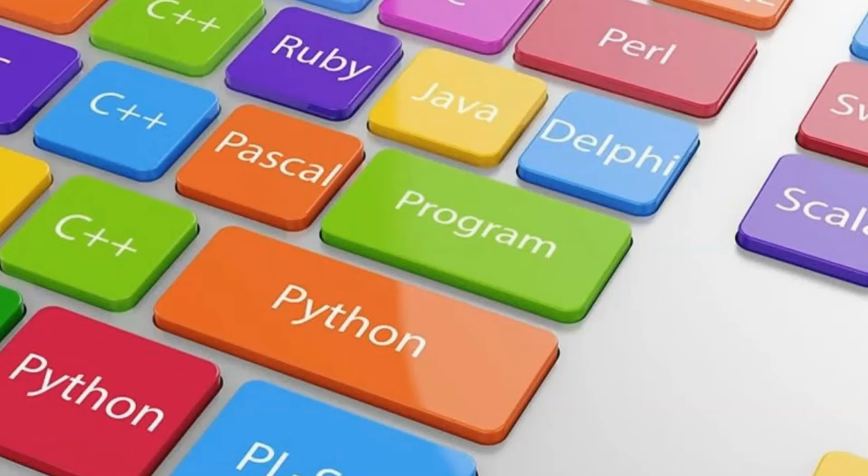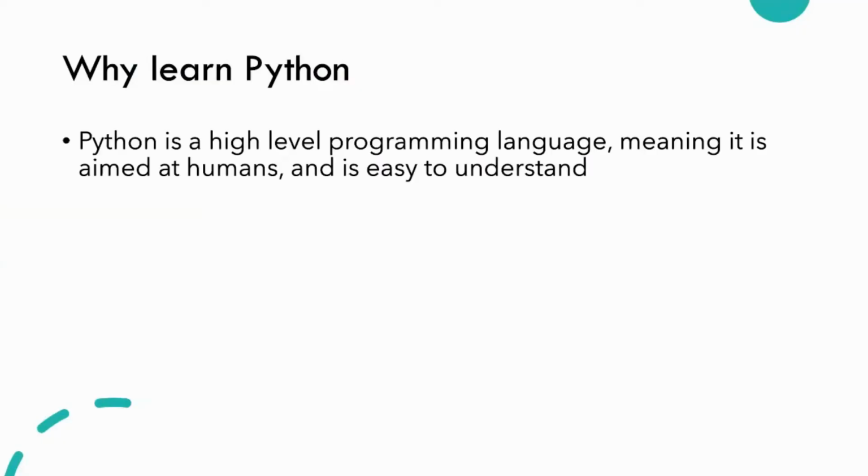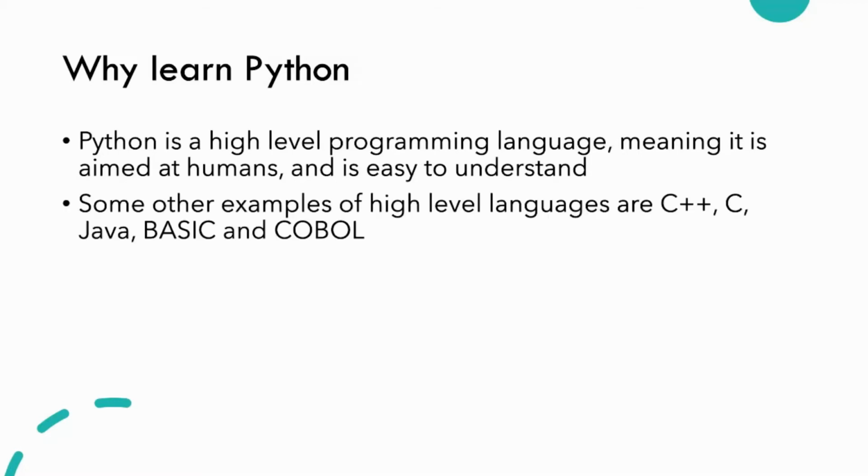which leads us to the question, why? So why learn Python? Python is a high-level programming language, meaning it is very easy to understand and is aimed at humans. Humans will have difficulty translating binary. However, Python has an English-like structure, so it's very easy to understand for humans. Some other examples of high-level languages are C++, C, Java, Basic, and COBOL.